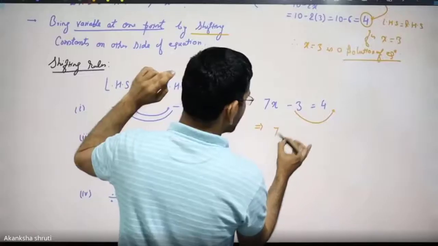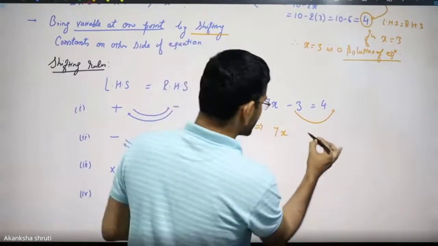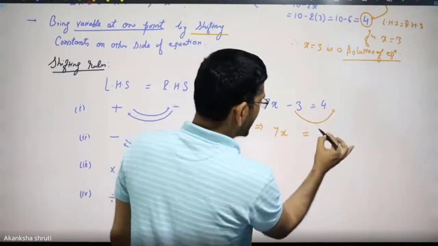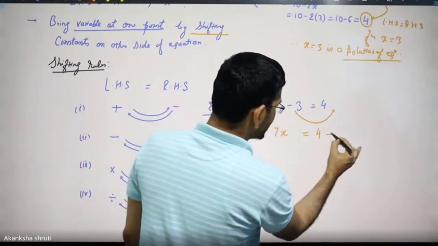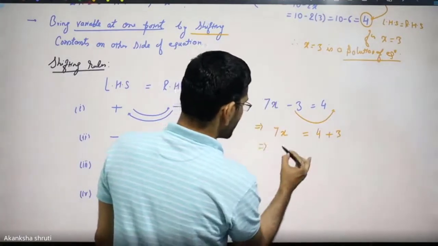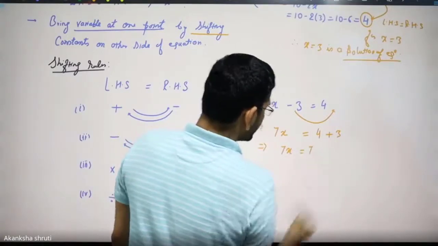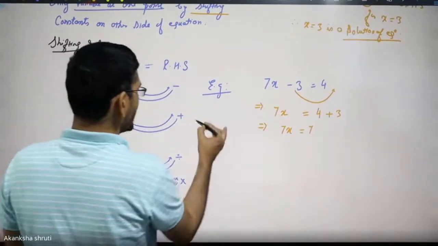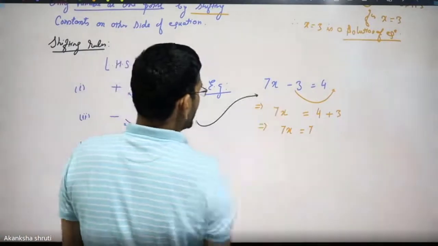This 7x we are keeping undisturbed, on the left hand side of the equal sign, as it is. The 4 on the right hand side is kept as it is, but this 3 is brought to the right hand side, so it has turned plus. This simply means 7x equals 4 plus 3, which is 7. Which rule did we apply here, students? It is this rule that we applied here.